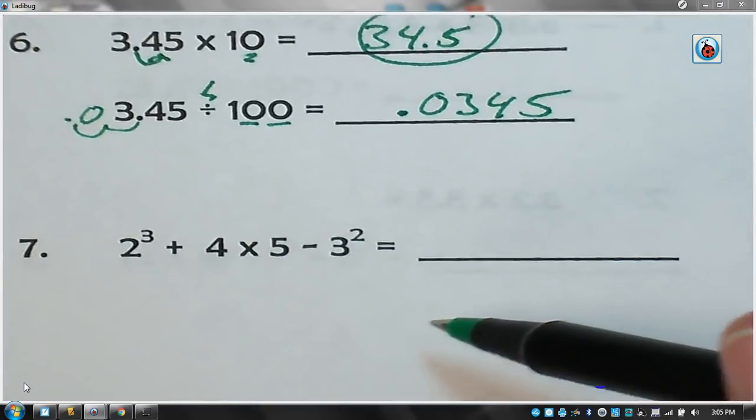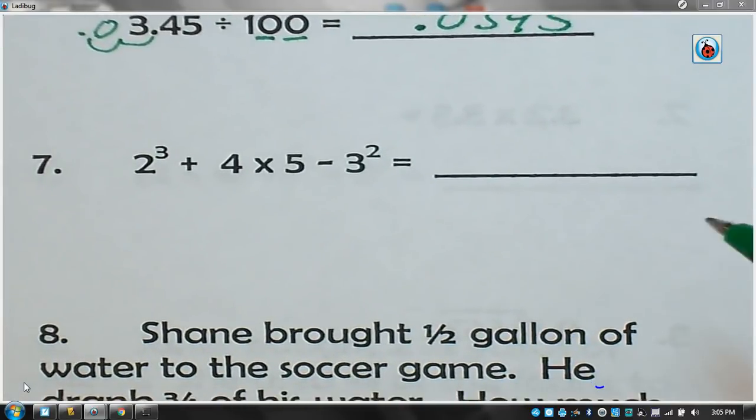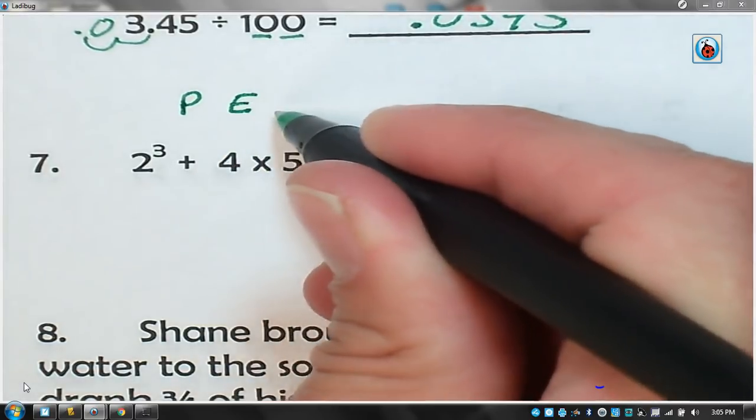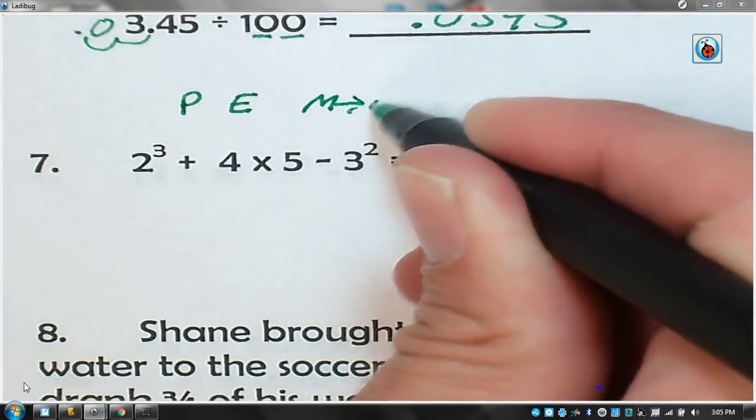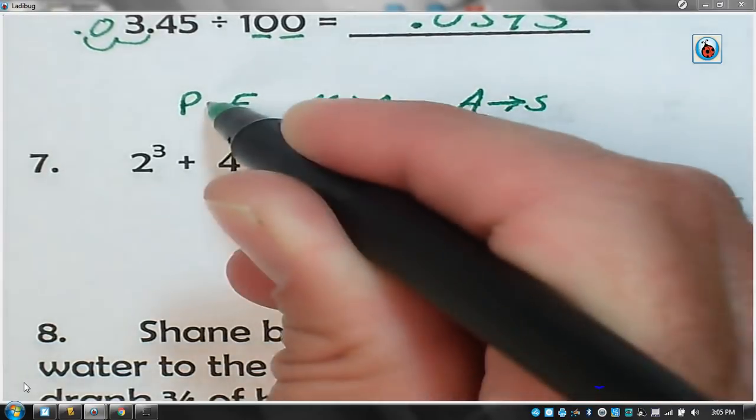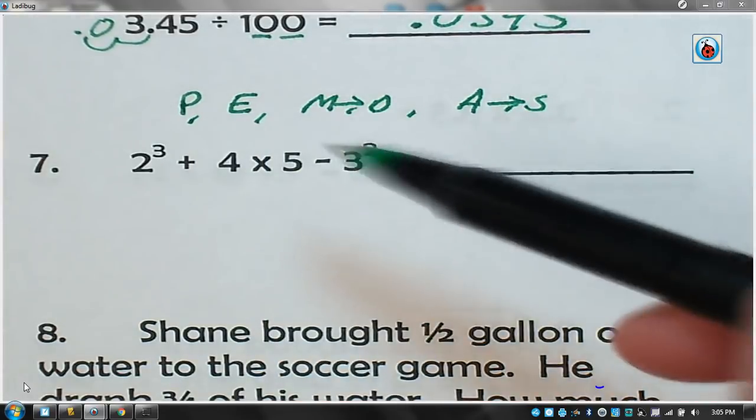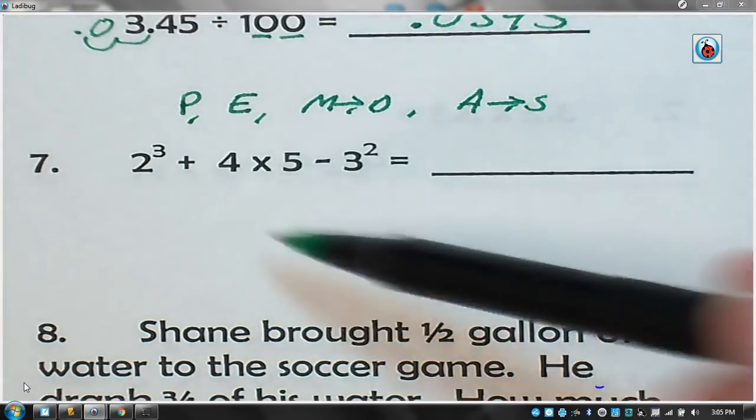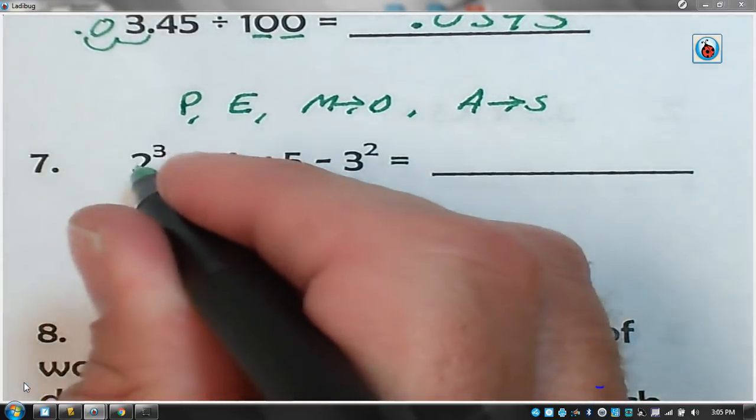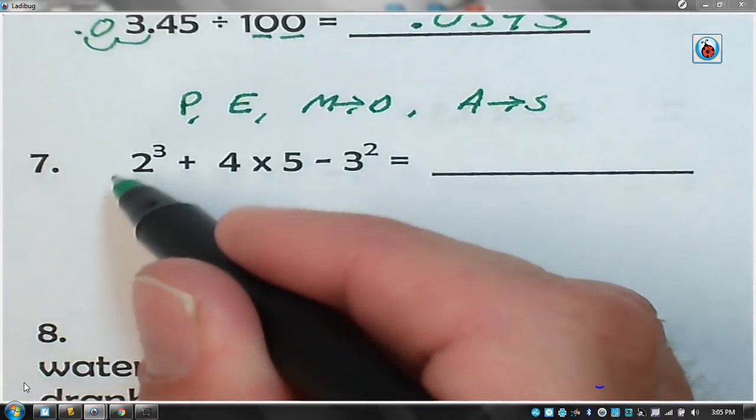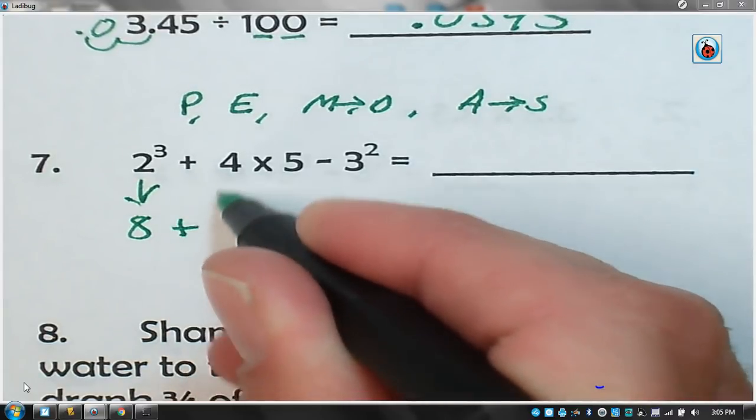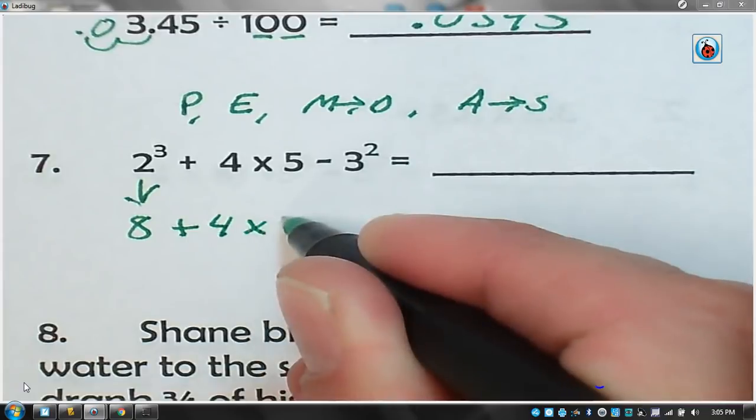Number 7. Look at this beautiful beast. This is the same thing as last week. We talked about please excuse my dear Aunt, who was that? Aunt Susan. So this is the order of operations. So we have to do parentheses first, and I don't see any parentheses. Exponents, I see exponents. This becomes 2 times 2, which is 4. And 4 times 2 is 8, so this becomes an 8. Bring down my plus sign. Bring down my everything else.